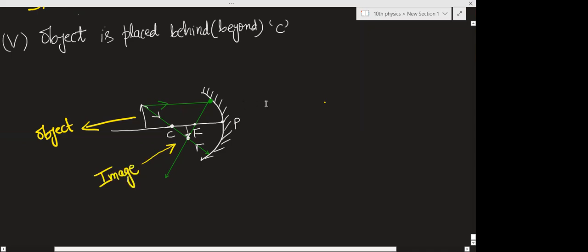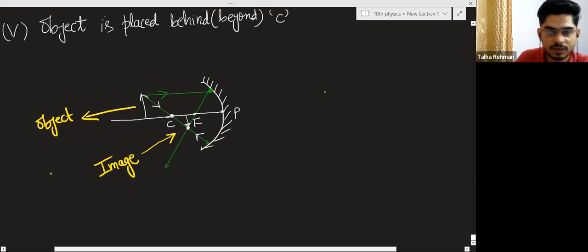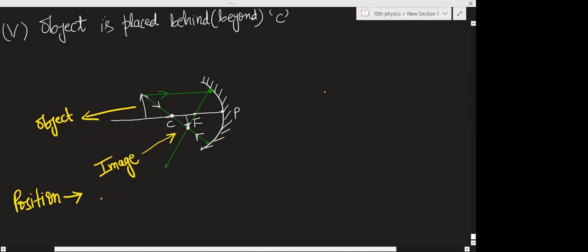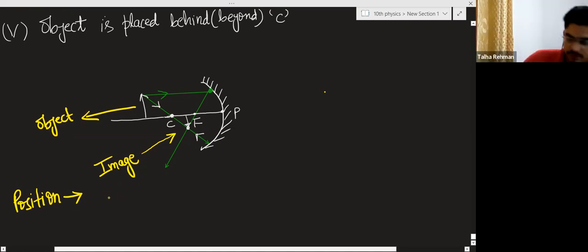Now, Azaan, position. Tell me position of image. Take it easy and tell me the position of image. And we know that this is the image. This is our image.